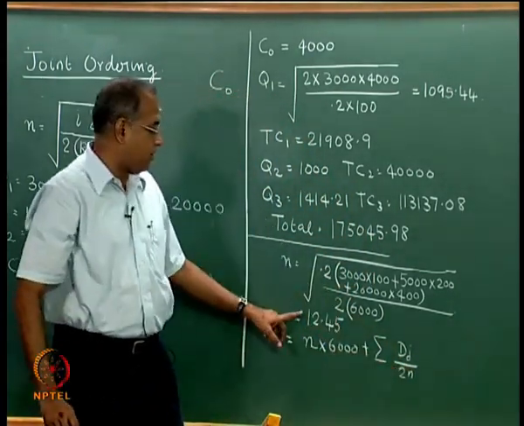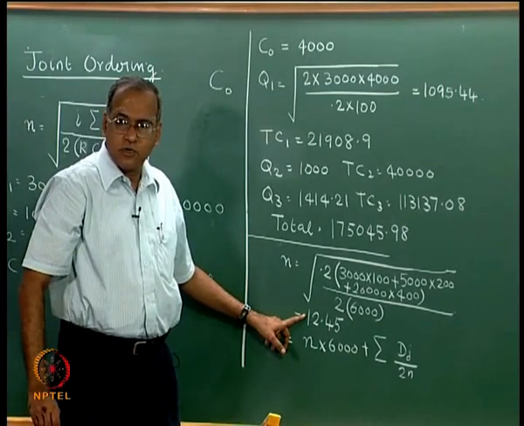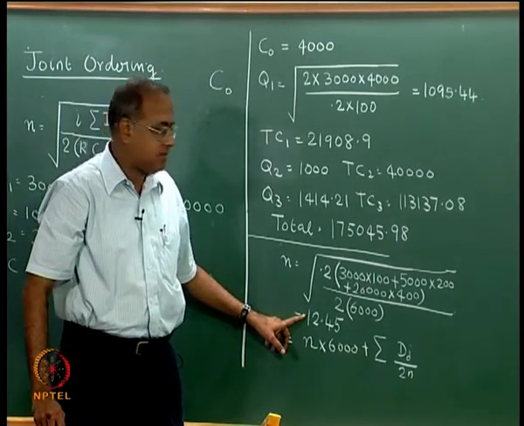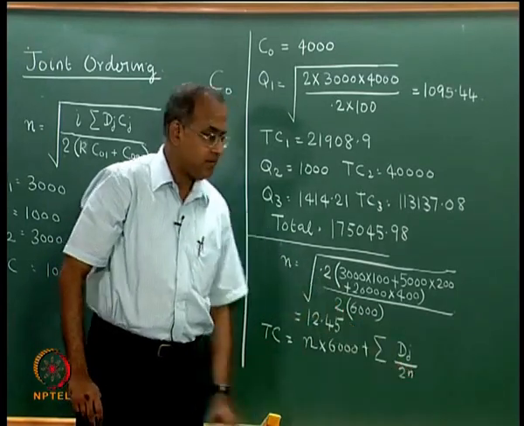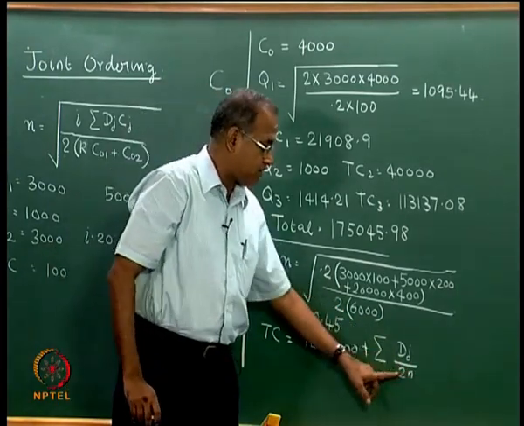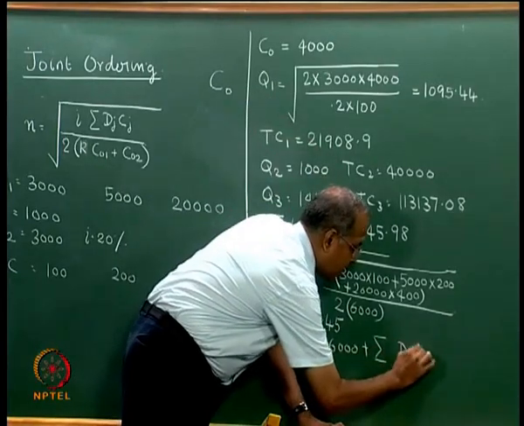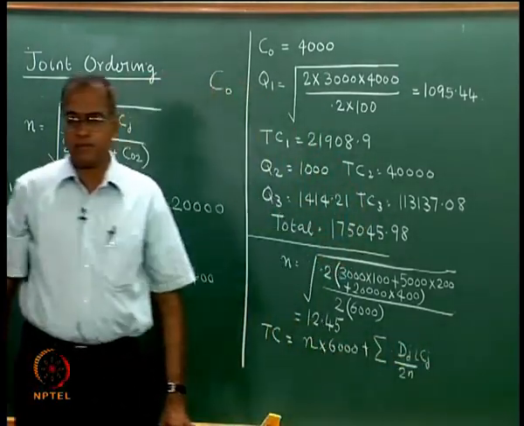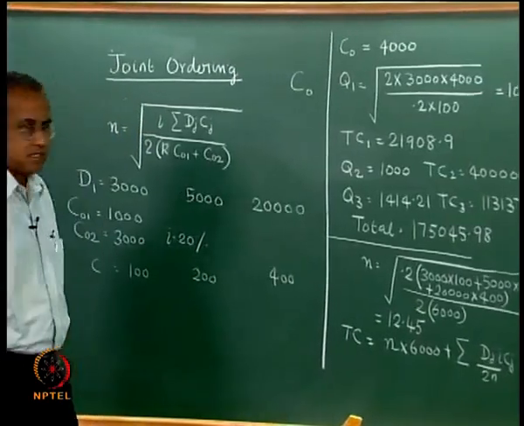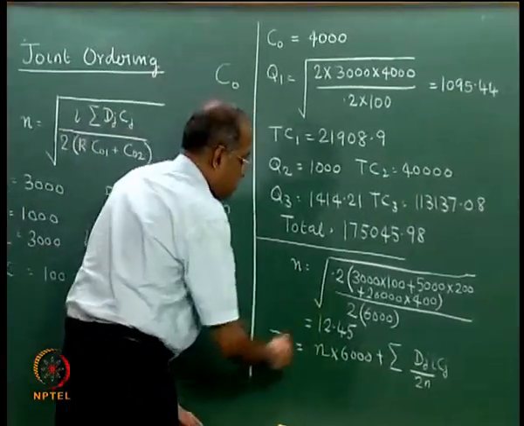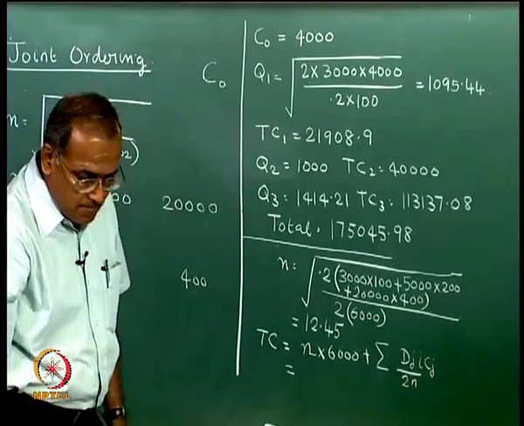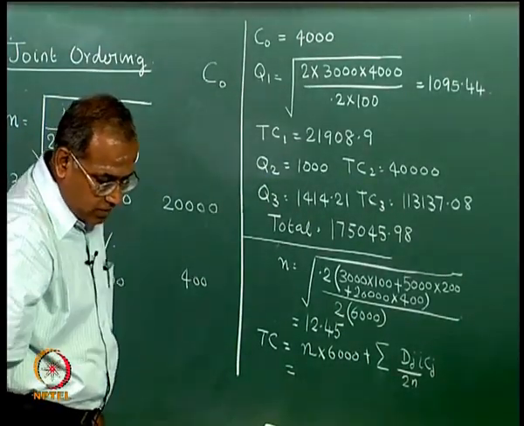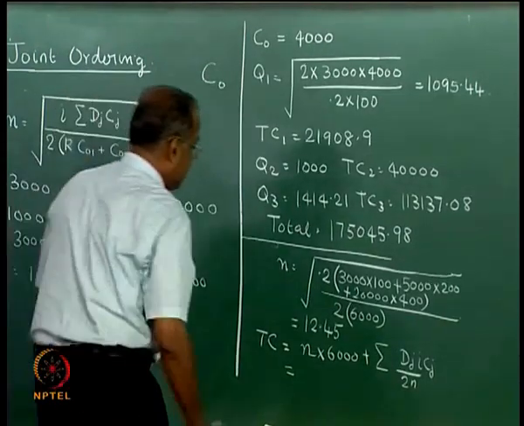We have 12.45 orders. So, the order quantity for each item is the annual demand divided by 12.45. So, d j by n into q into I c j, which is the inventory carrying cost. So, this for n equal to 12.45 now becomes 1493.98.8.